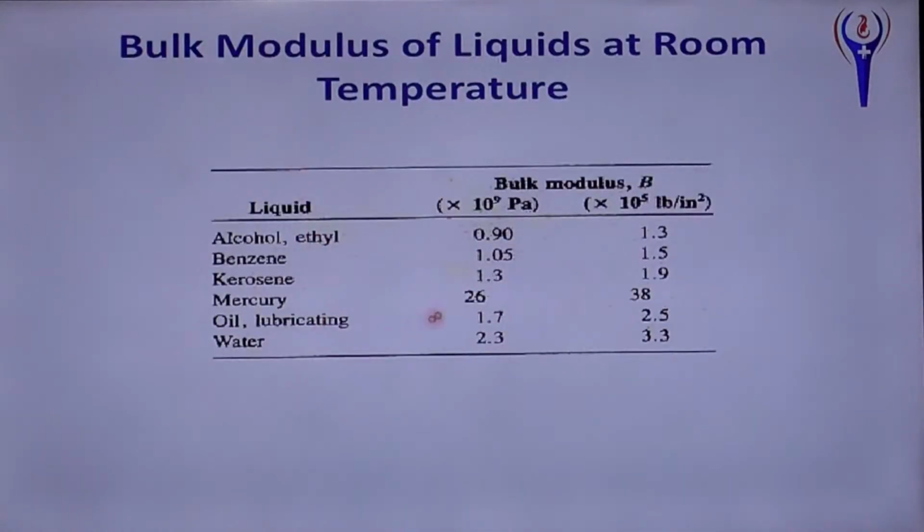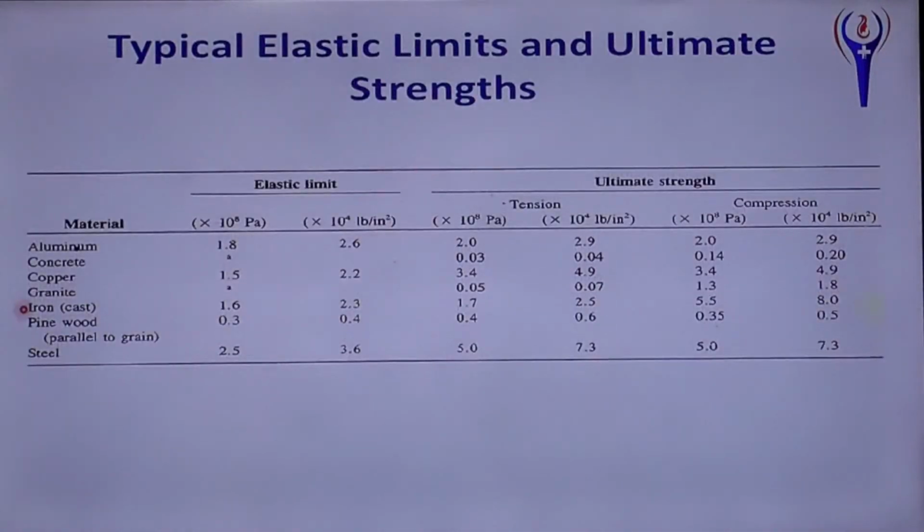In the comparison of bulk modulus, which is highest? Mercury has the highest one. And elastic limit, ultimate strength: here also I think steel has the highest. 2.5 into 10 power 8 Pascal, tension 5, compression 5. Steel has the highest.